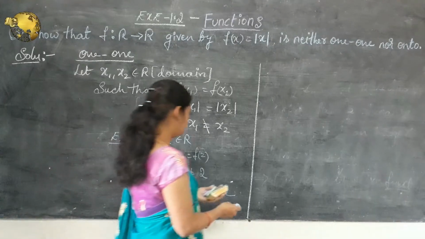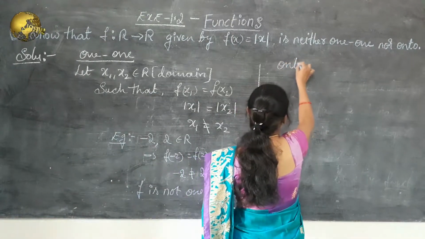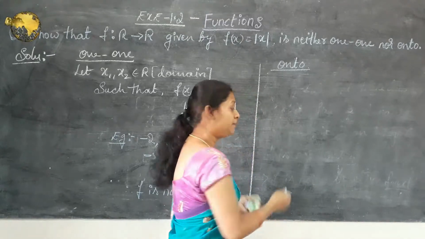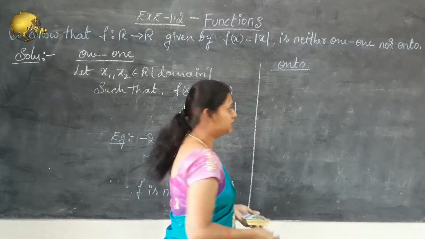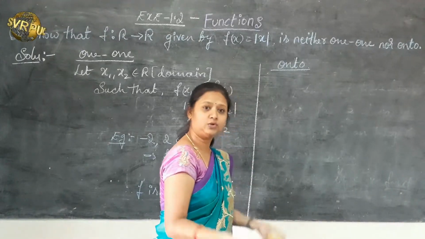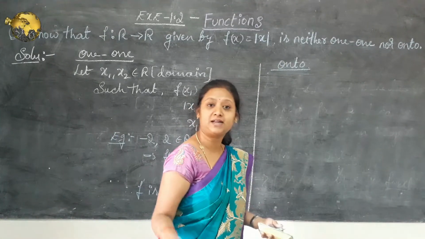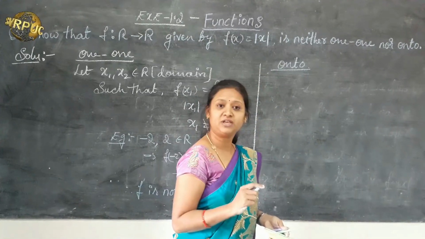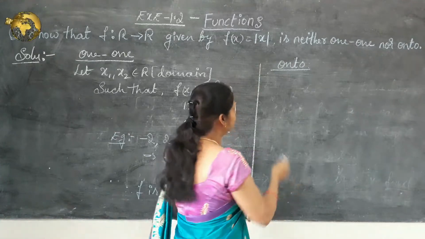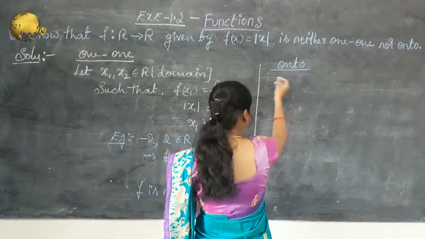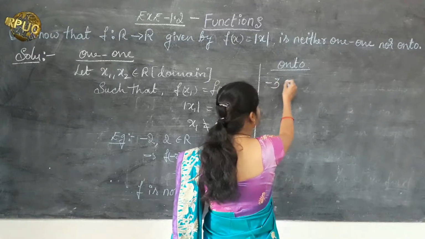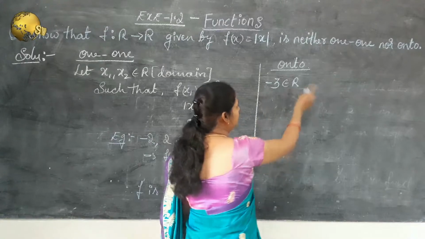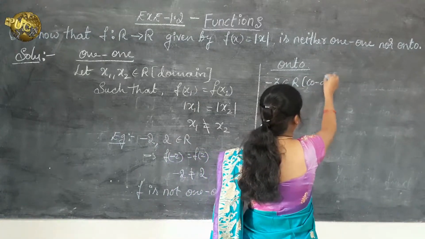Okay. Let us move on to the other one, that is onto. The same as how we have proved for the greatest integer function. Because the set given is the real numbers, in real numbers I can consider negatives, positives, rationals, irrationals, anything. But do they have elements in the modulus function? They have the image that we have to check. So let us take an example. Same here, I will consider minus 3 belongs to R. Minus 3 is a real number which belongs to R, that is the codomain set.